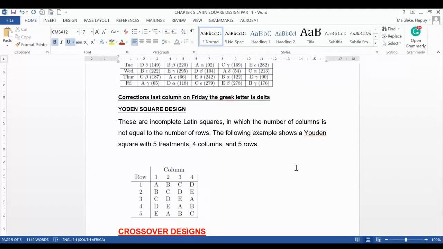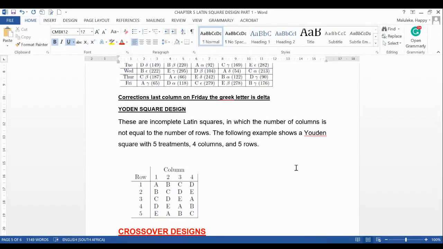Let me repeat. Jordan square design is an incomplete Latin square design where the number of rows is not equal to the number of columns. So, in short, it is not a T by T design. It is not a T by T square design because the number of rows is not equal to the number of columns. For example, let's check the given example there. You have 5 rows, you have 4 columns. But the letters, remember, should not repeat in any row or any column. But it's an incomplete Latin square design.